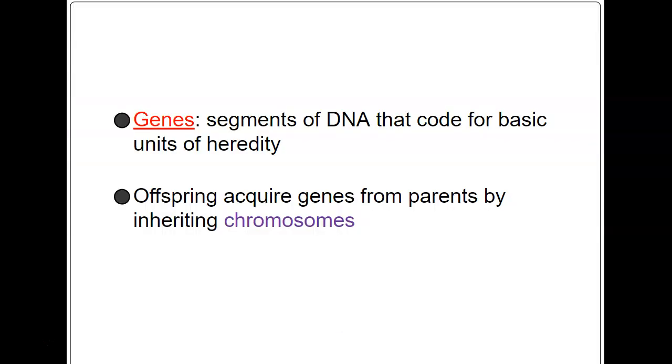So the first thing we need to cover are some vocabulary words. Genes are just segments or chunks of DNA that actually code for what will eventually become proteins, our basic units of heredity. And we know that our DNA is not all 100% genes, but we have about 30,000 genes inside of us. Offspring get these genes from their parents by inheriting chromosomes. So we have learned that humans have 23 pairs of chromosomes. And really, these are condensed versions of our DNA. And each one of those chromosomes has tons and tons of genes.